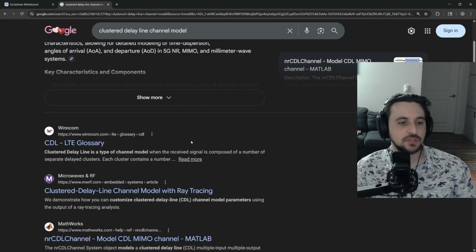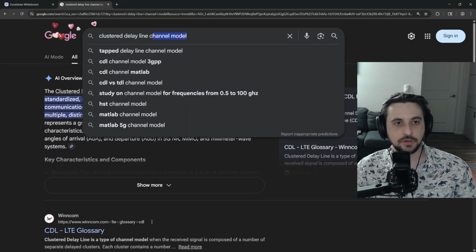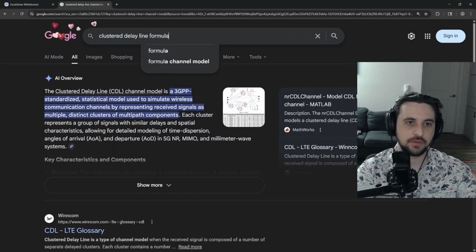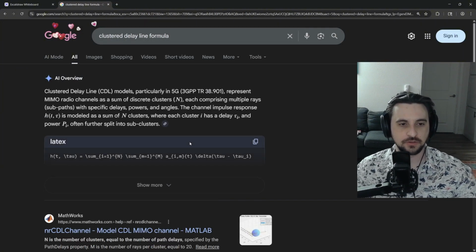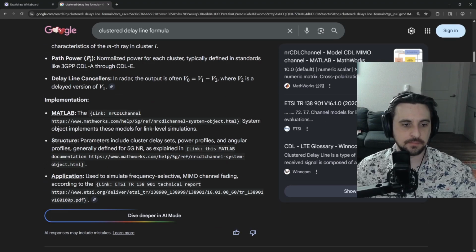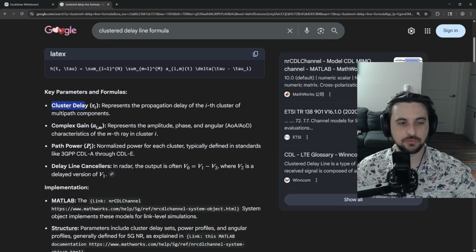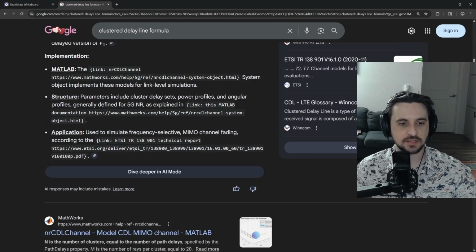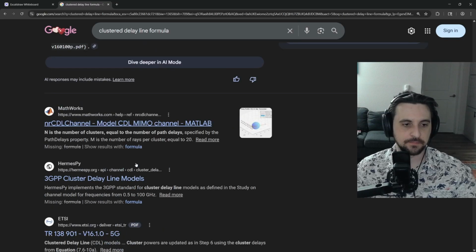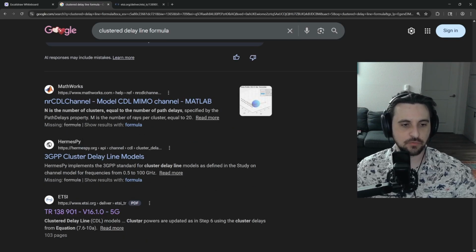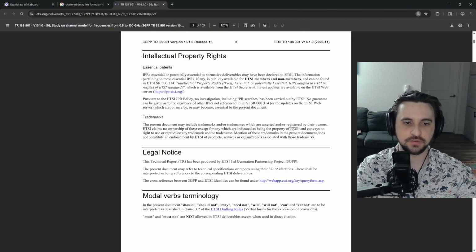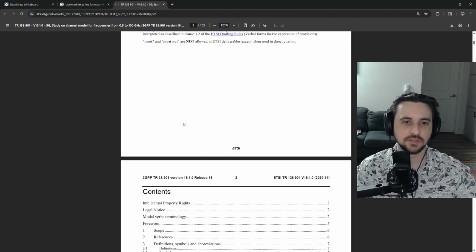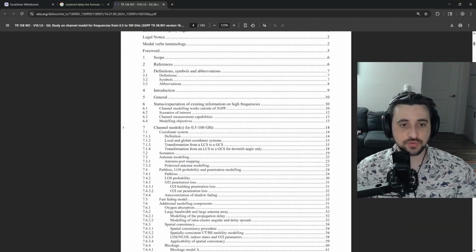We could look at the formula, which is actually public and in the 3GPP documents. There we go. See, we talked about delays and gains. These are the two. We have path powers, delay line cancelers. The formula is definitely somewhere here in the official standards, but it's kind of a whole beast if you look at it. Now, I'm not saying this couldn't be interesting, to be honest.